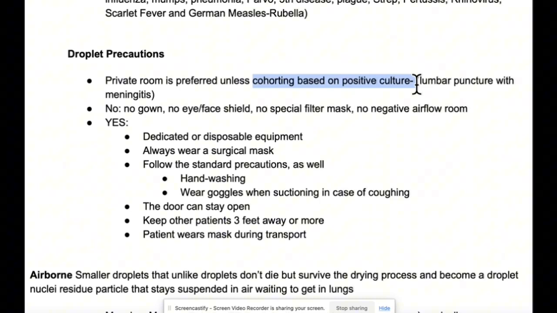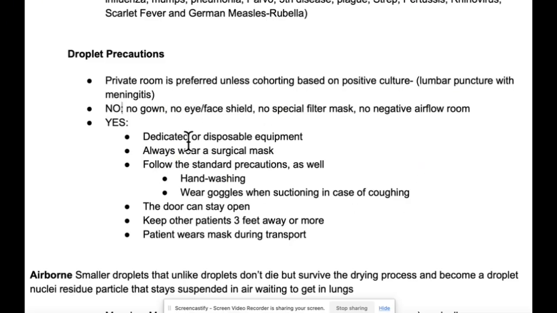Okay. Now, what are we not going to have in terms of PPE for droplet precautions? Well, no gown. No gown. Is that counterintuitive to what you know? No eye face shield is required. No special filter mask is required. And no negative airflow room. All right. But yes, look at all the yeses. Dedicated or disposable equipment. Always wear a surgical mask.